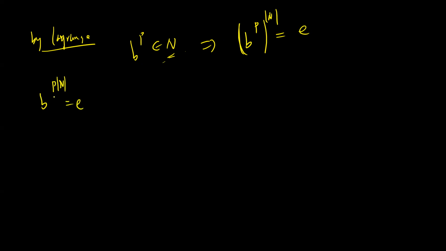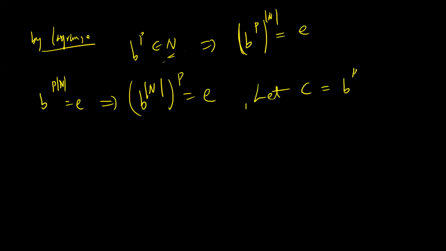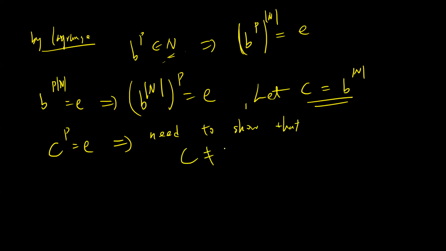So the idea is that you already found something whose power is the identity. Naturally, you use B to the n, then the P to the identity equals identity. So let c be B to the n. Obviously c satisfies c to the P equals identity. So finally, we still need to show that c is not the identity.